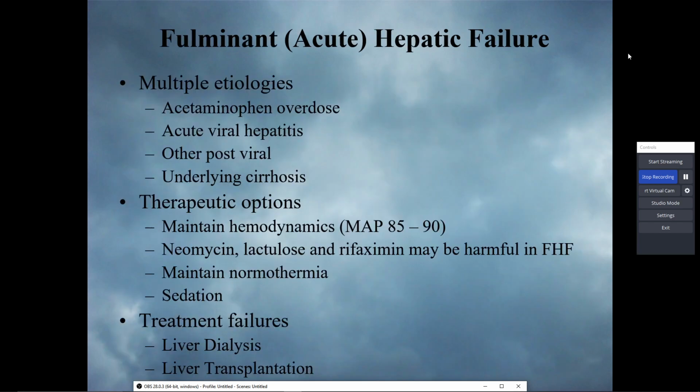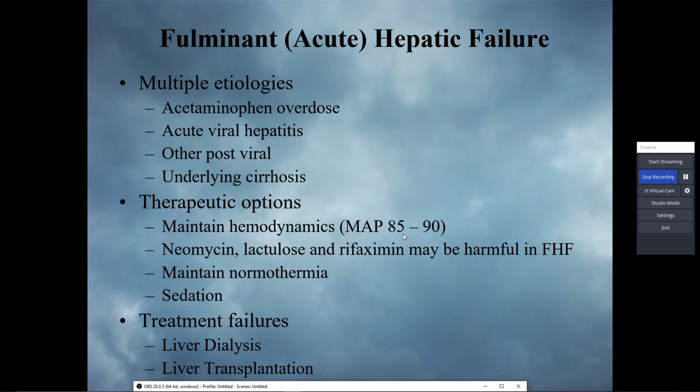And like I just said, overdose, toxicity because of infection, other post-viral, underlying cirrhosis. And usually this one's more chronic than it is acute, but it can lead to acute liver failure on top of chronic liver diseases. What do we do? We're going to try and maintain hemodynamics.